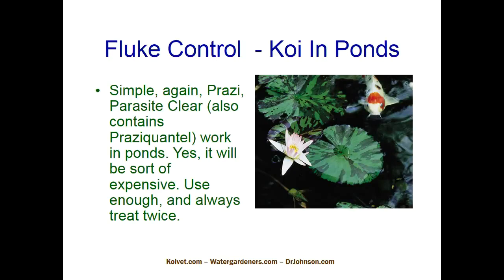So in koi ponds that are, financially, a little bit too large to use Praziquantel, you might reach for formalin malachite, actually, or potassium permanganate. Potassium permanganate is not by any means my favorite. Chloramine T also clears flukes. Actually, it clears flukes pretty well.